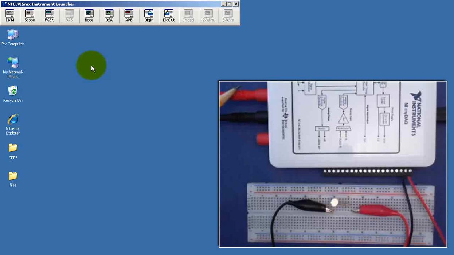I have myDAQ configured as a voltmeter for the DMM probes. I'm using the 5 volt supply to operate a 5 volt incandescent light bulb, and I have a 10 ohm resistor in series with that light bulb. The idea is to measure the voltage across that resistance, divide by its measured resistance, and that gives us an indirect way of measuring the current.